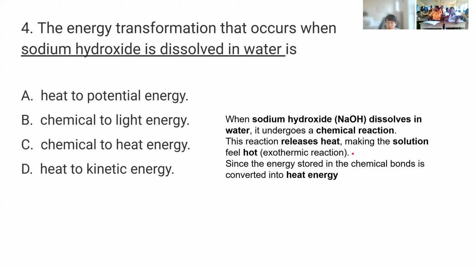it simply releases heat. Yes, I think I heard someone say the answer is C, and that is correct because you have sodium hydroxide which has the chemical energy and it releases heat. So the answer is C, chemical to heat energy.